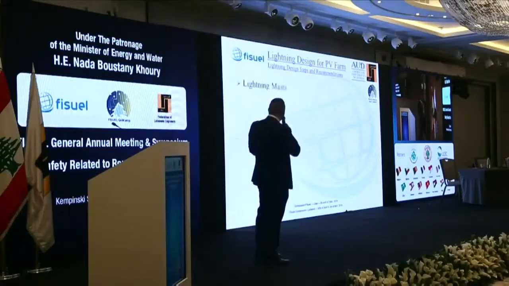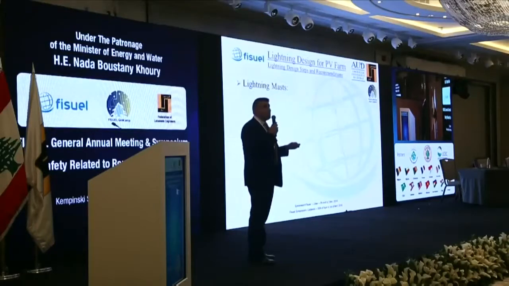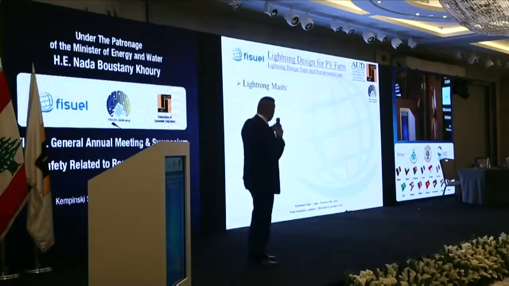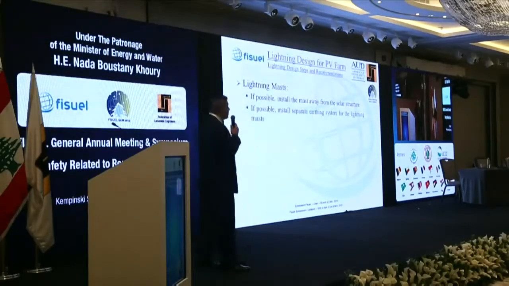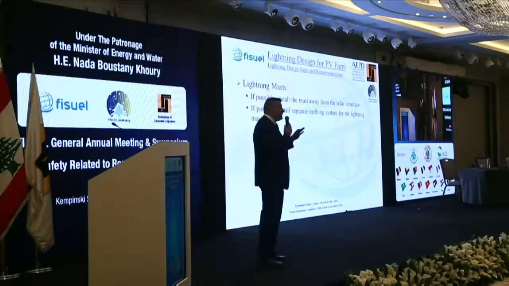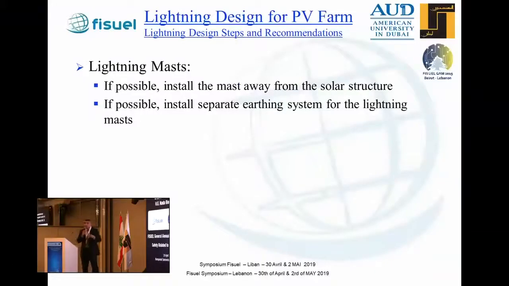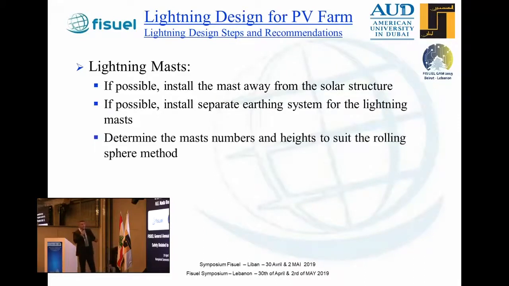Now, after I obtain all this data, first I'll proceed with the mast design. My recommendation is to install the mast away from your PV solar farm if possible. If possible, install a separate earthing system, because if you have any doubt regarding your surge impedance or your surge voltage, if you separate the two earths with an adequate separation distance, you will eliminate or reduce the risk of a flashover. Determine the number of masts and height using the rolling sphere method.